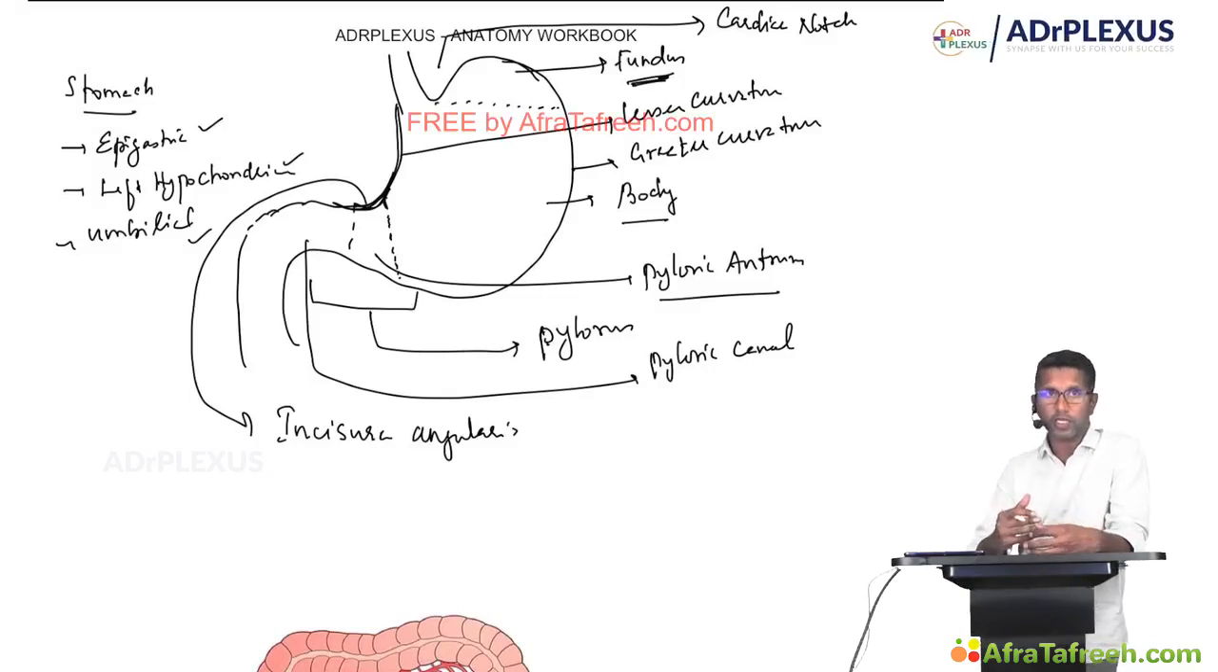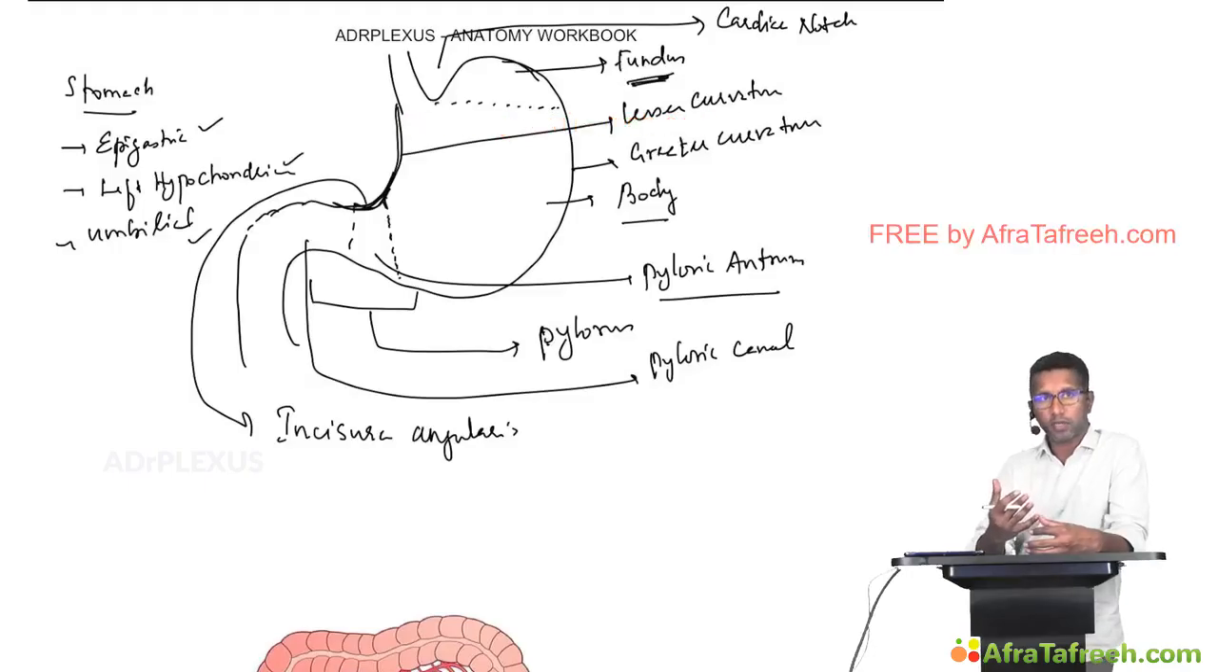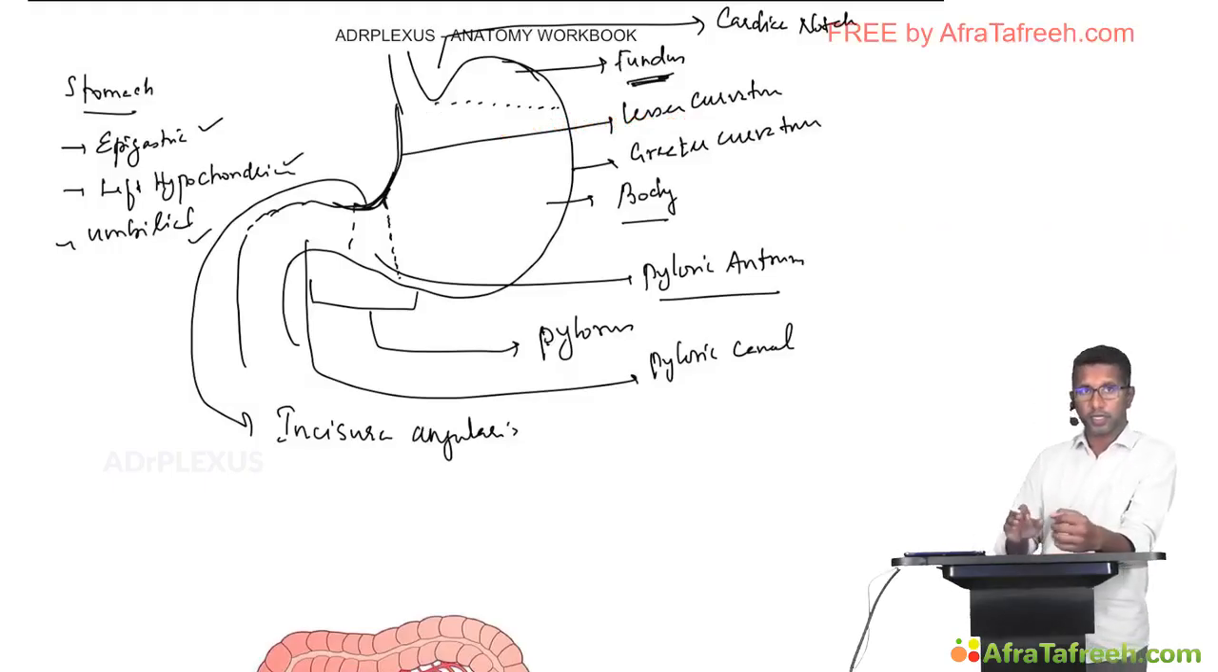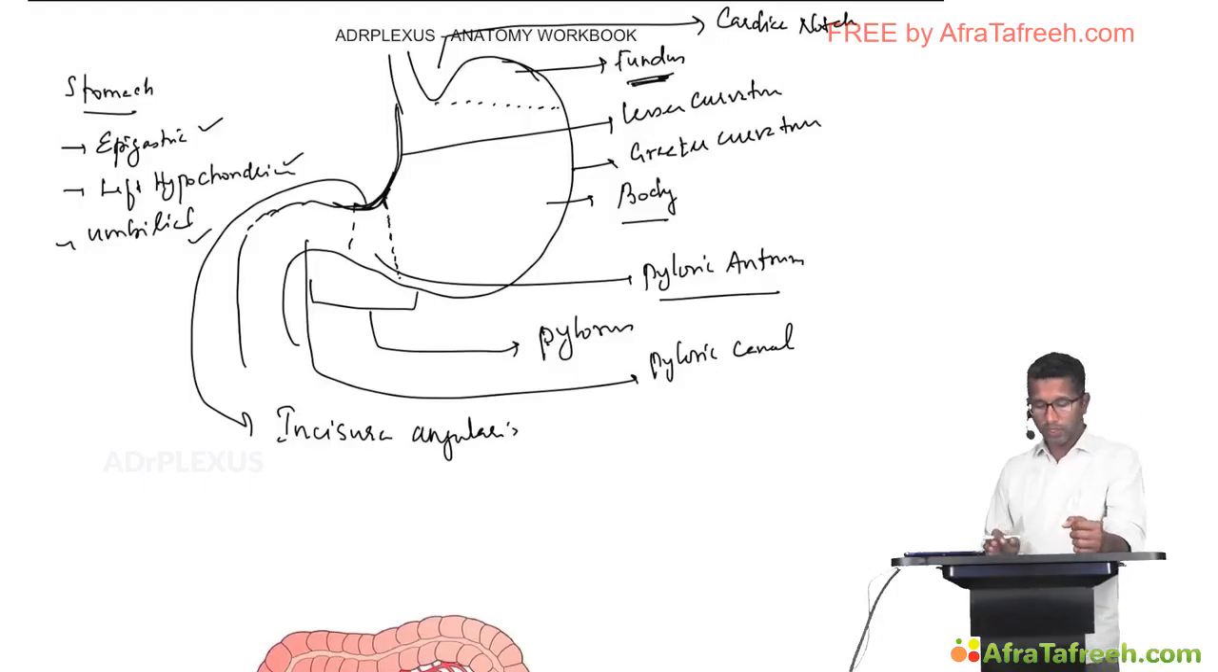The stomach has two surfaces, as I told you. It has an anterior or anterior superior surface, and then a posterior or posterior inferior surface. So these are certain things which are grossly related to the stomach.